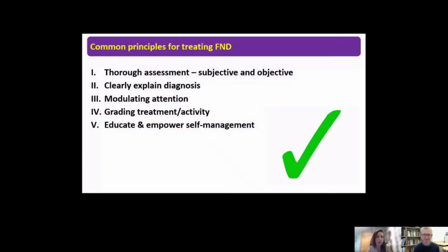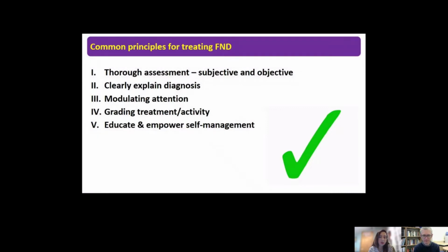Okay. So I've gone through a fair amount of research when preparing for this presentation, and I think it's quite clear that we're all singing from the same hymn sheet. Often what I found is that there are 5 key principles to treating FND and managing these patients effectively. First being thorough assessment, including both the subjective and objective assessment, clearly explaining the diagnosis, and then looking at attention and modulating attention, and I'll go into that in more detail shortly.